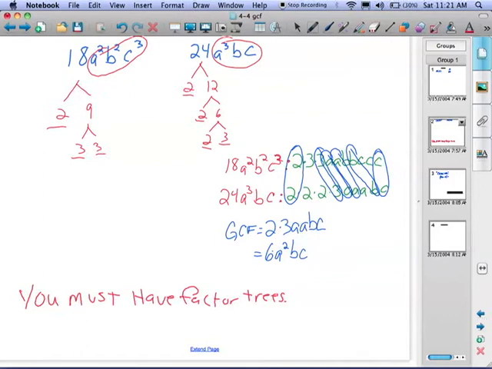This is finding the greatest common factor for pairs of numbers with variables. Yesterday, you learned how to do factor trees. Today, we expanded on that by adding two sets of numbers with variables that you have to find something called the greatest common factor. Tomorrow, we're going to expand on this even more, and we're actually going to use the greatest common factor to simplify some algebraic expressions.